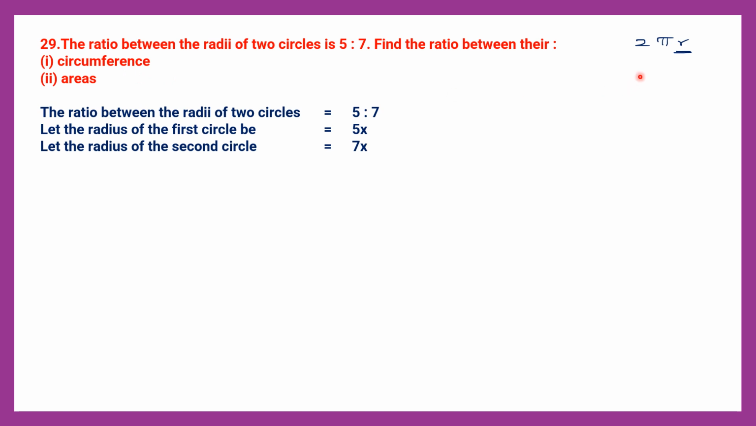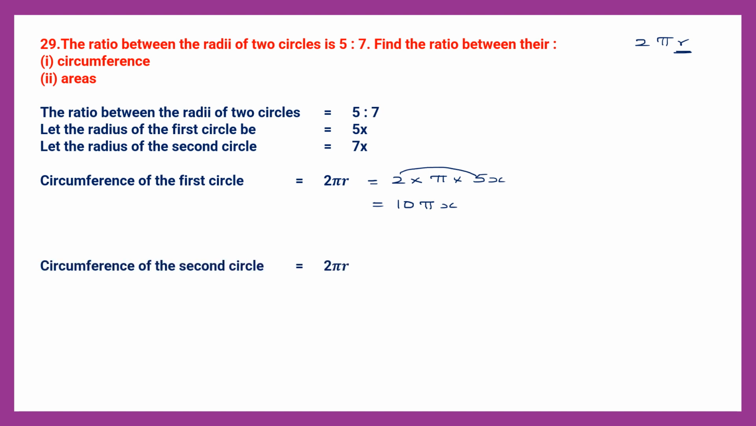Let's find the circumference of both the circles by using this formula. So the circumference of the first circle is 2 pi r. So that means this will be 2 into pi into r, and r is the radius, and the radius of the first circle is 5x. So 5x. Now let's multiply the numbers. We have 2 into 5 is 10. And what is left? Then we have pi and we have x. So this is the circumference of the first circle, 10 pi x.